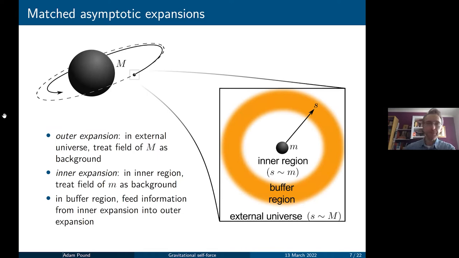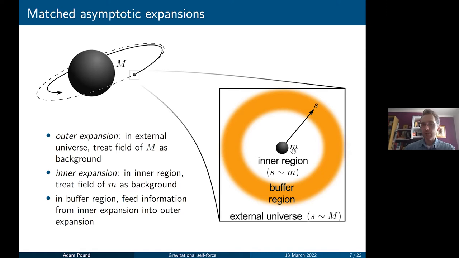And the key method here is the method of matched asymptotic expansions. So here I'm showing the example of a binary, but again, this doesn't have to be a binary, this is a general method. But the idea is we zoom in near the small body, and there we can identify different regions. And in each region, we use a different approximation method. So in the external universe, where we're at distances from the small body that are comparable to the external length scale, in this case, the large mass, out there we treat the small guy as a source of perturbation on top of the external universe, like I showed in the previous slide.